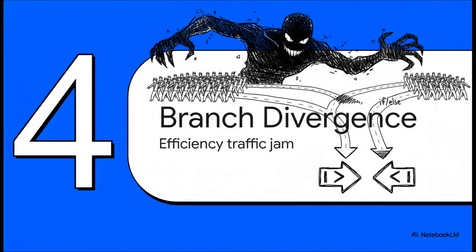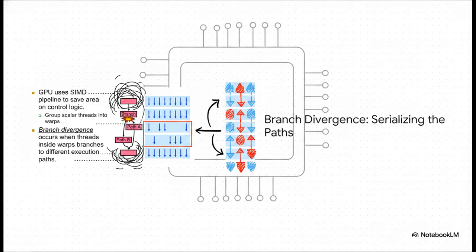Which brings us to Section 4, the threat of branch divergence, the traffic jam that destroys efficiency. Because actually, this brilliant design introduces a villain into our story. What happens to our perfectly synchronized marching band when your code introduces a simple if-else statement? Well, branch divergence occurs when threads inside the very same warp branch off to different execution paths. Because the GPU uses that single pipeline to save area on control logic, it physically cannot execute path A and path B at the same time. If some threads need to go down path A and the rest need to go down path B, the hardware is forced to serialize them.